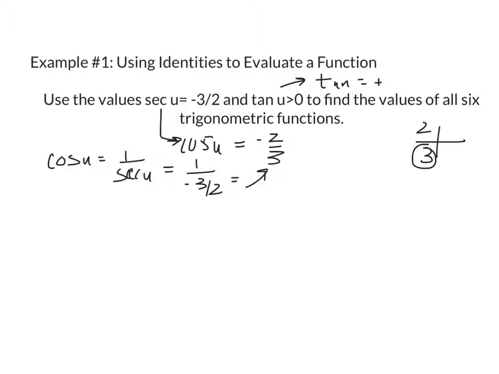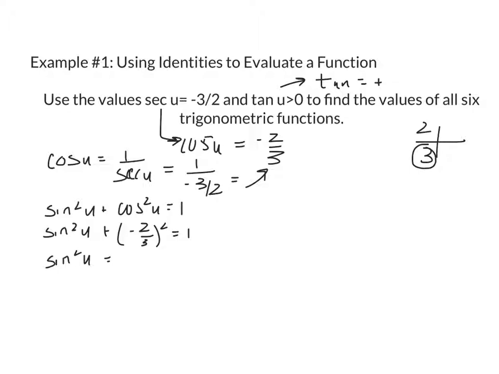All right, another identity that we can use is sine squared u plus cosine squared u equals 1. We have cosine, but we don't have sine, which is what we're trying to solve for. So in trying to find sine, I can substitute in cosine, which is negative 2/3, squared. That gives us sine squared u plus, if you square both the numerator and the denominator of negative 2/3, 4/9, equal to 1.